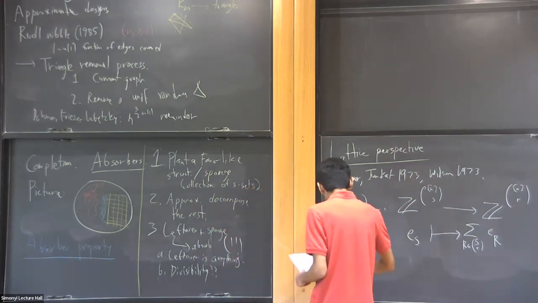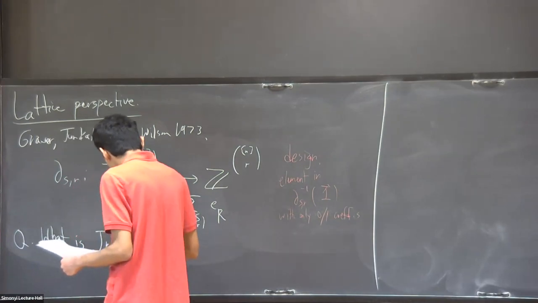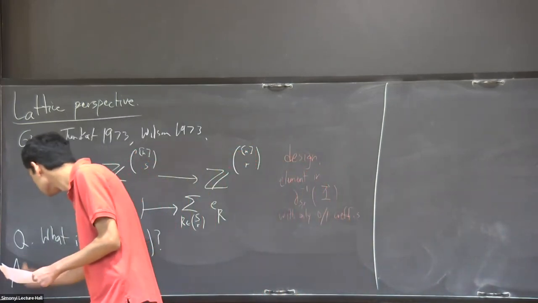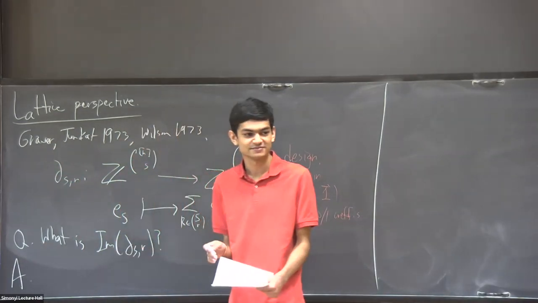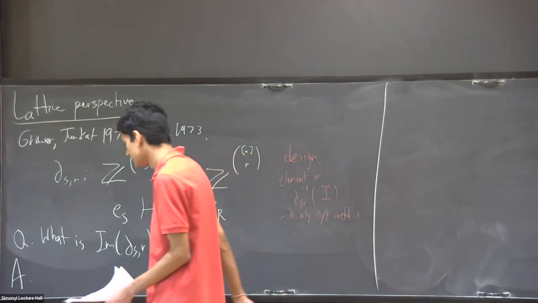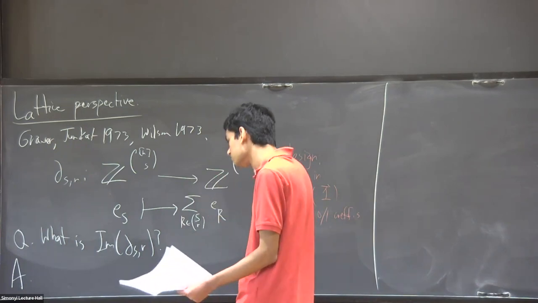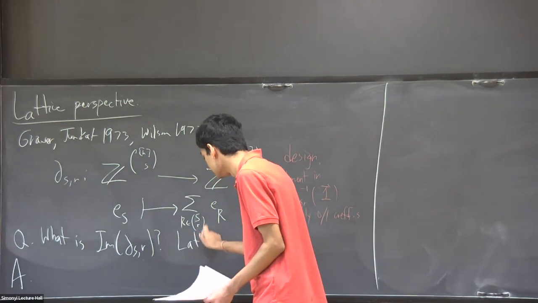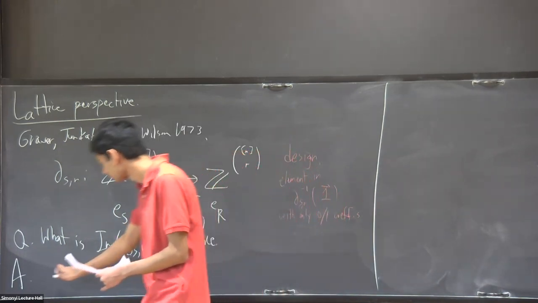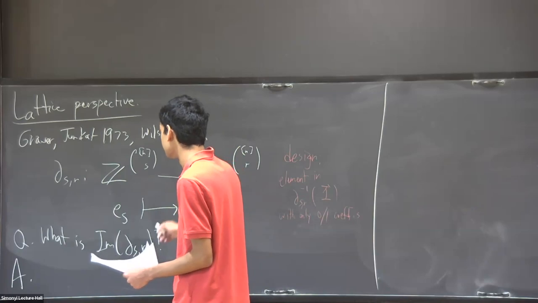So perhaps the question that was asked by these two independently is, what is the image of delta SR? Does anyone perhaps have an idea of what the answer may be? Anything that satisfies divisibility. Yep, exactly. So anything that satisfies the obvious divisibility conditions should, hopefully. Also, just to make it clear, this image is a lattice inside of this, and it ends up actually even being full dimensional. In fact, that is not super hard to see.